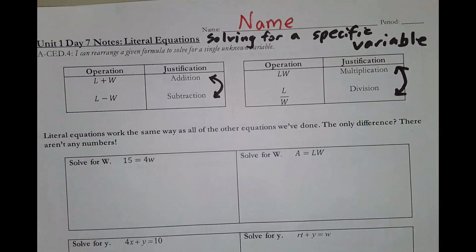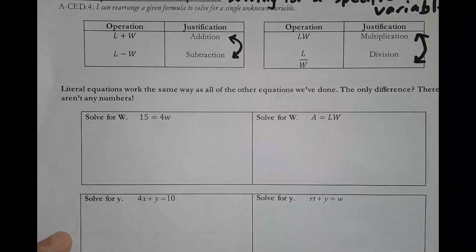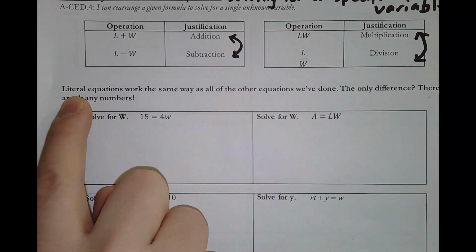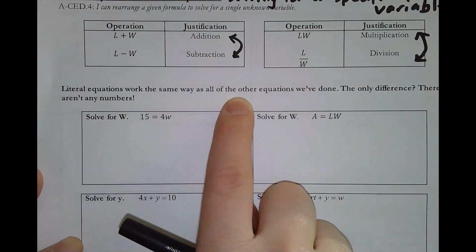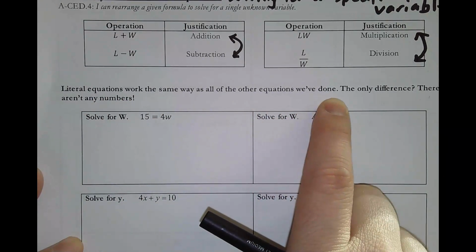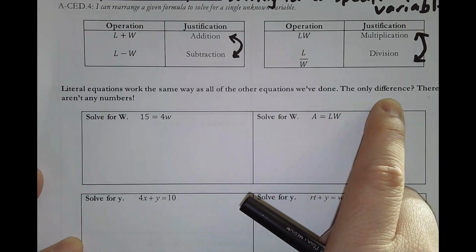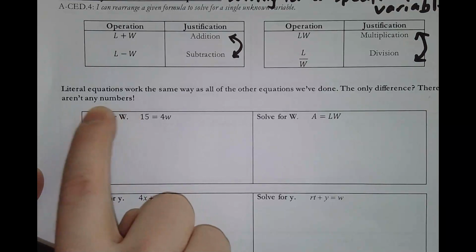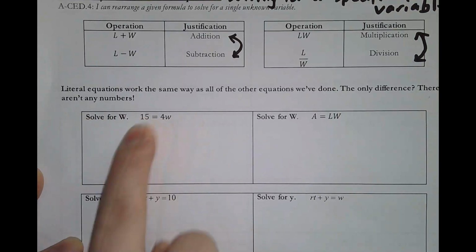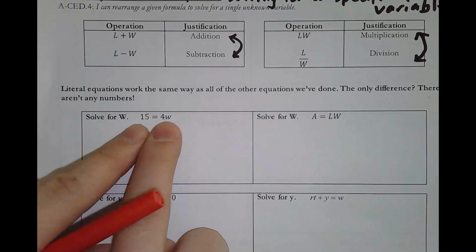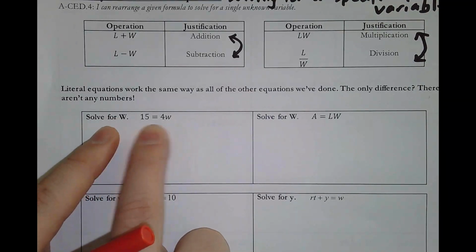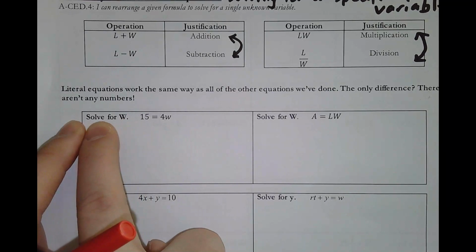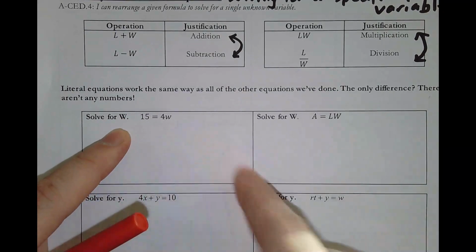So let's go ahead and proceed with this part right here. Literal equations work the same way as all of the other equations we've ever done. The only difference, there aren't any numbers. So for this first example, this is an equation that has numbers. It's something we've seen before. How do you get W by itself? It says to solve for W, so how do you get it by itself?